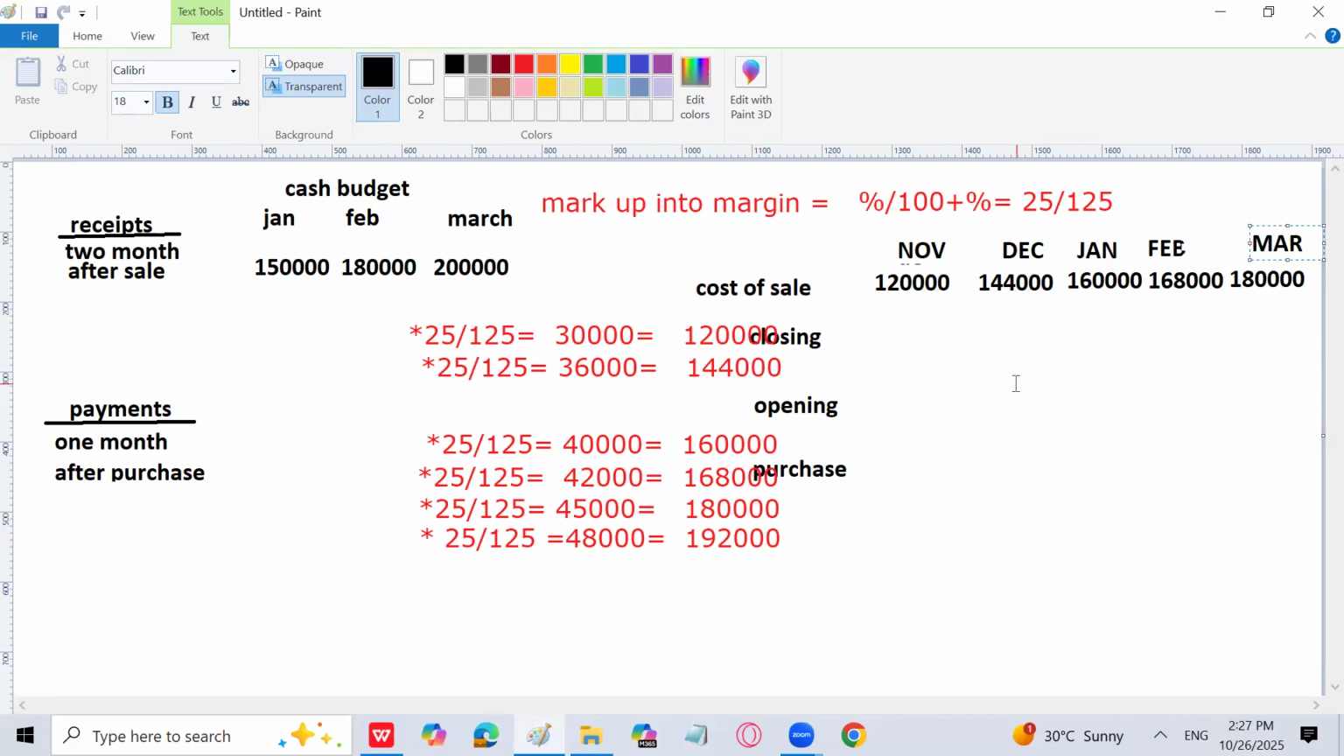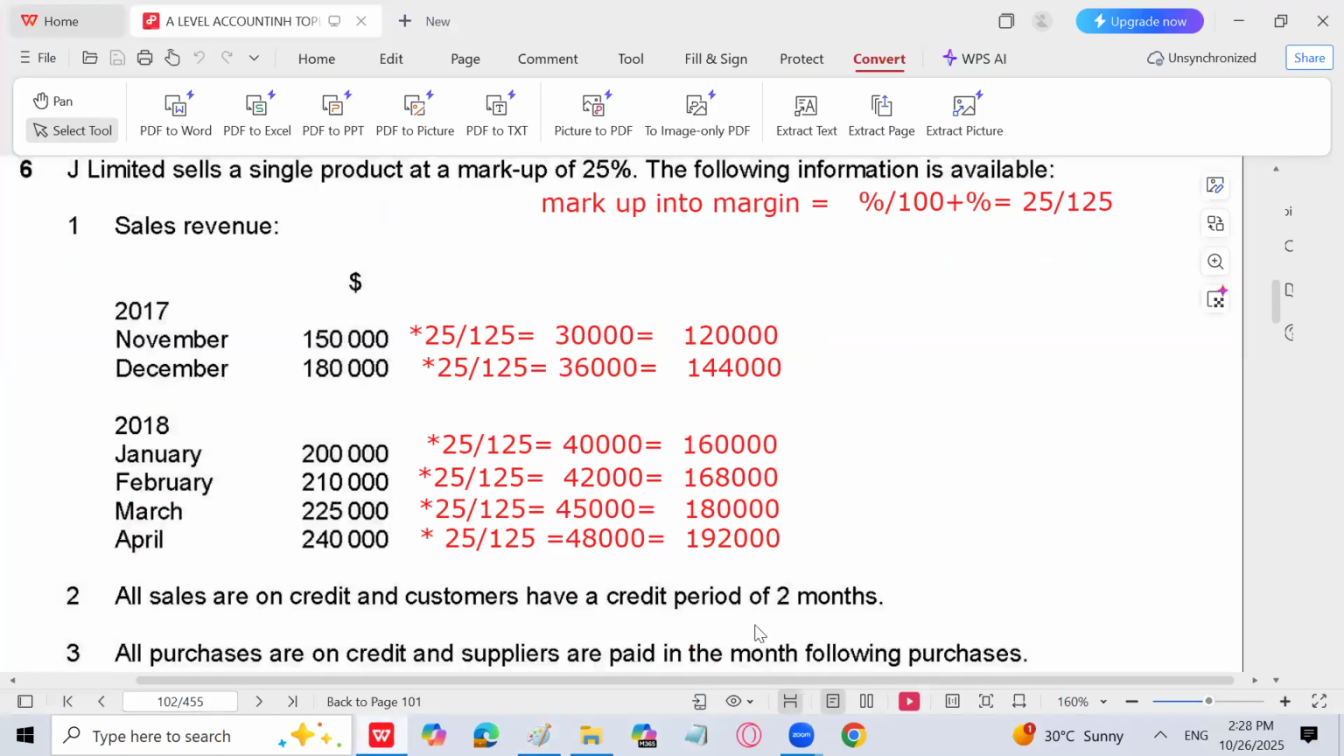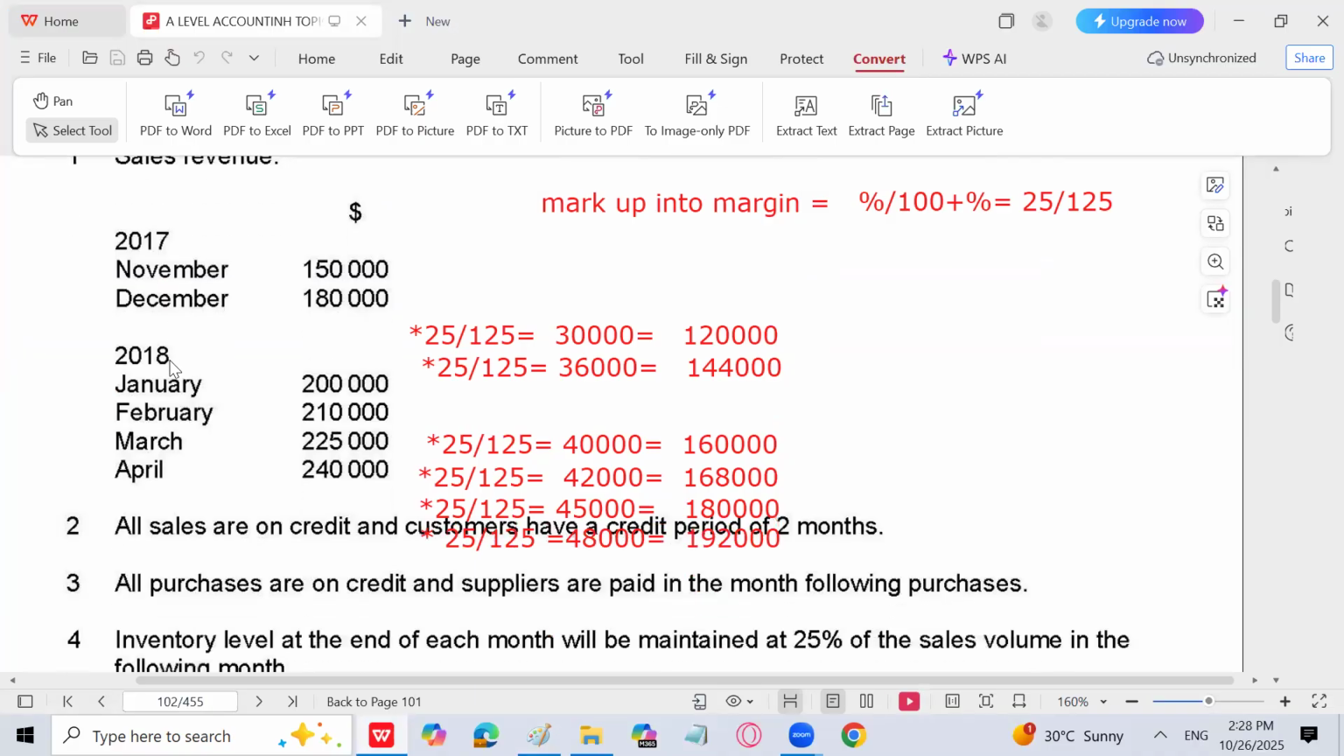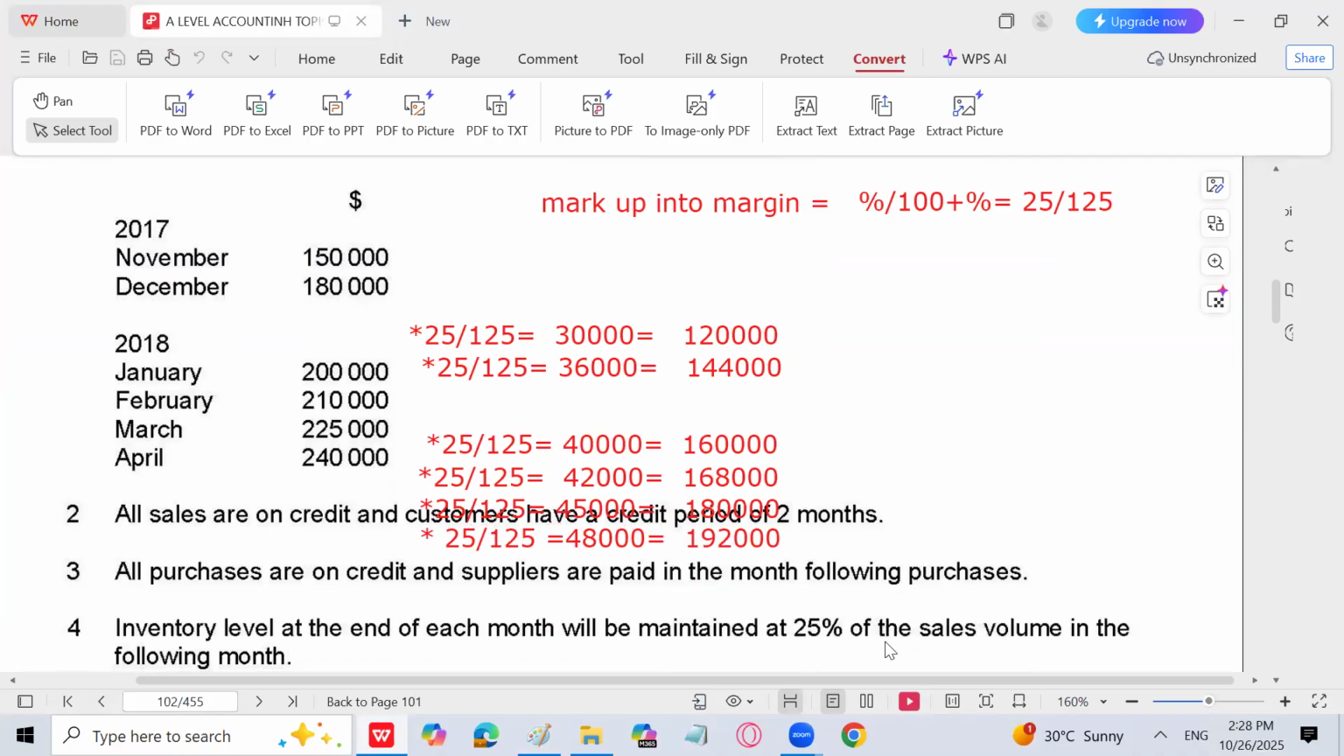Okay. Now add closing. Very easy. How come, sir? It is stated that the inventory levels are maintained at 25% of the sales volume in the following month. Next month's sales units, whatever the sales value of those units or whatever be the cost of sales of those units, the closing inventory will be the 25% of that amount.